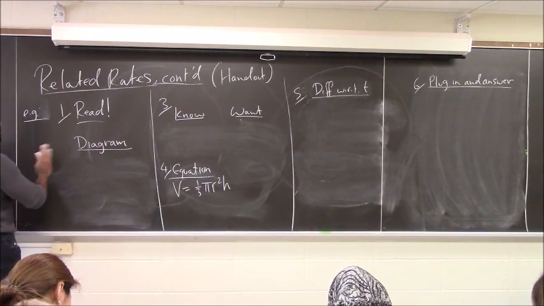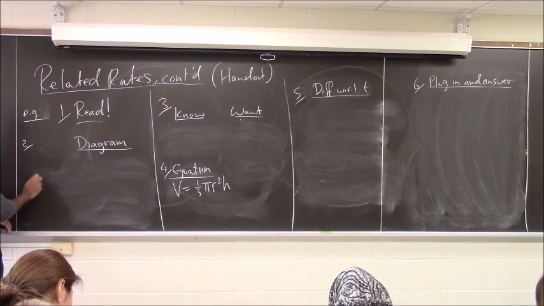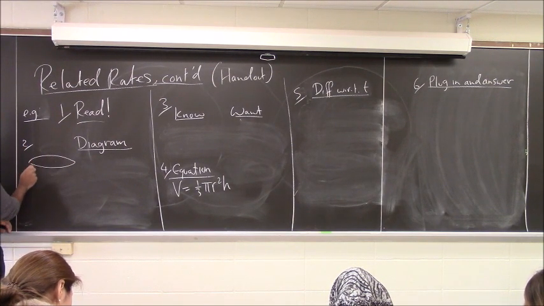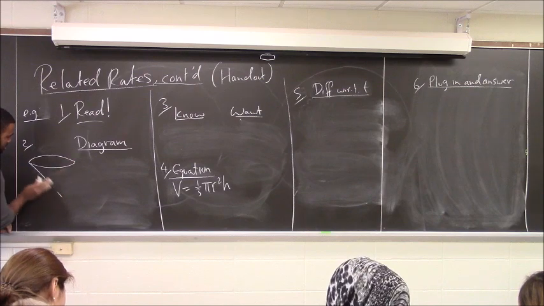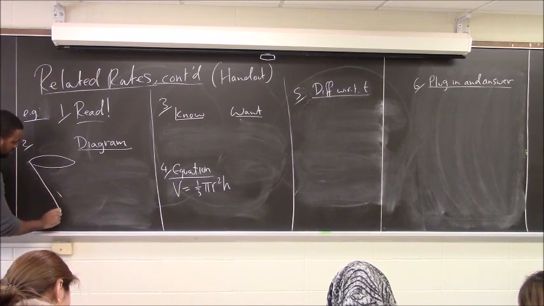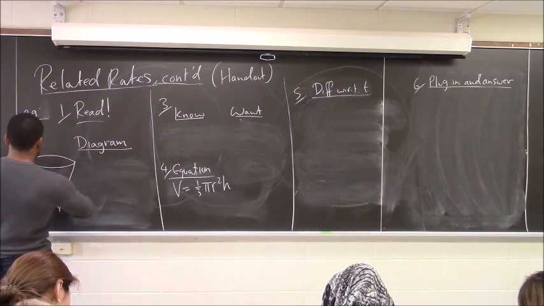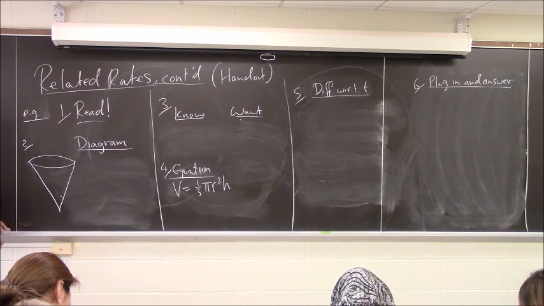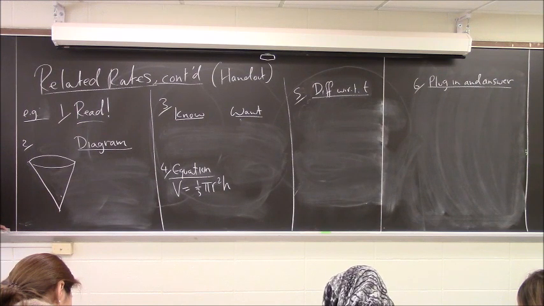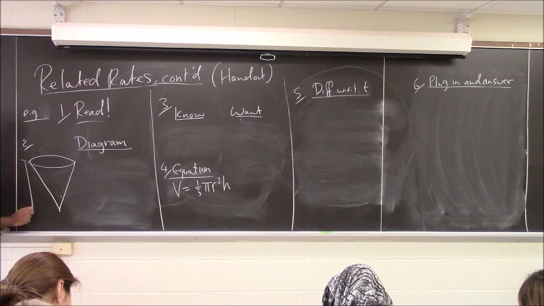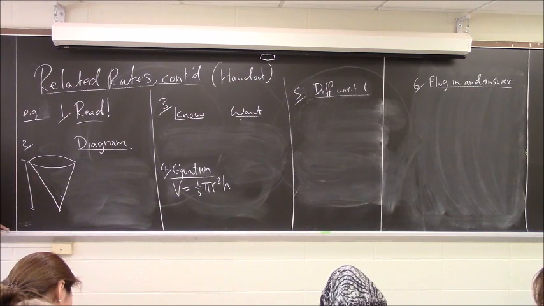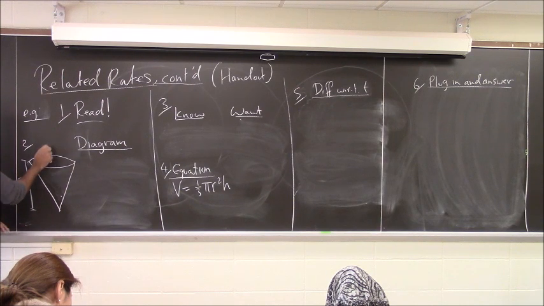So here's the situation. Step 2. We have a conical tank. It's kind of clean, but it's supposed to be a right cone. Let's start labeling this. How can we label this tank? What's the height? 9. It's always going to be 9. We also know the radius is 3.